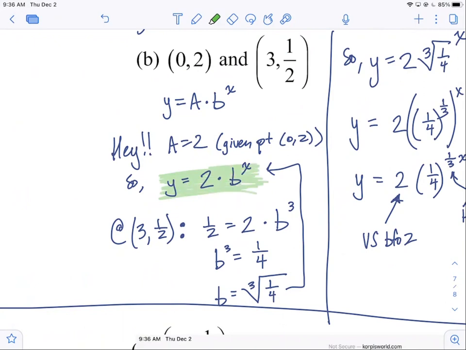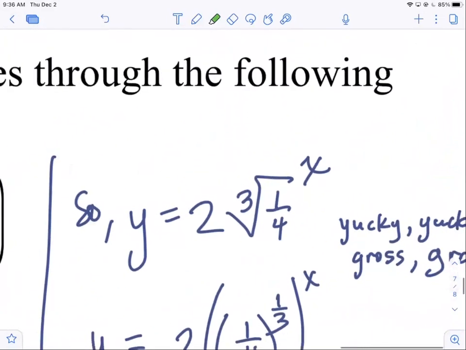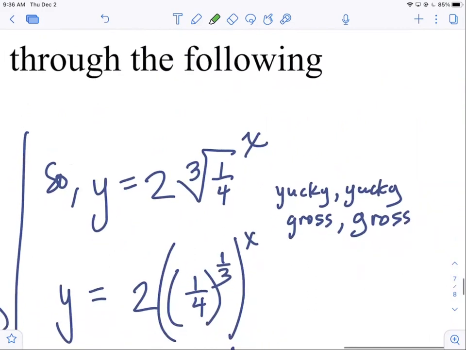So once you plug the 2 in, now you still need to find B. So then at that point, you plug it in, you end up with the cube root of a fourth. Okay, a half of a half is a fourth. So we get this equation right here. Y equals 2 times the cube root of a fourth, all to the x power. But look at that. Yucky, yucky, gross, gross.